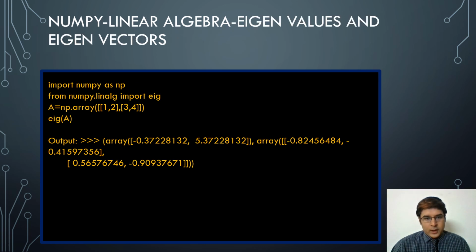So next we see eigenvalues and eigenvectors in NumPy. We can simply import eig from numpy.linalg and write eig(A), where A is the array here. It will show the eigenvalues and eigenvectors here.